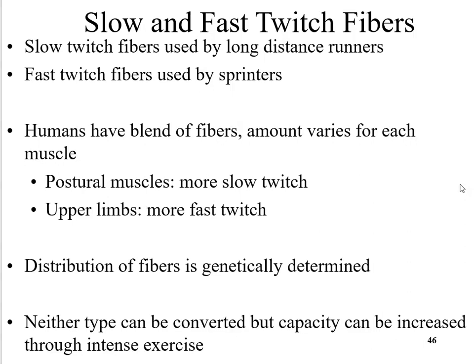While the distribution of fibers is genetically determined, and one can't be converted into the other, depending on what types of activities we engage in, we might see more slow twitch fibers or fast twitch fibers develop.